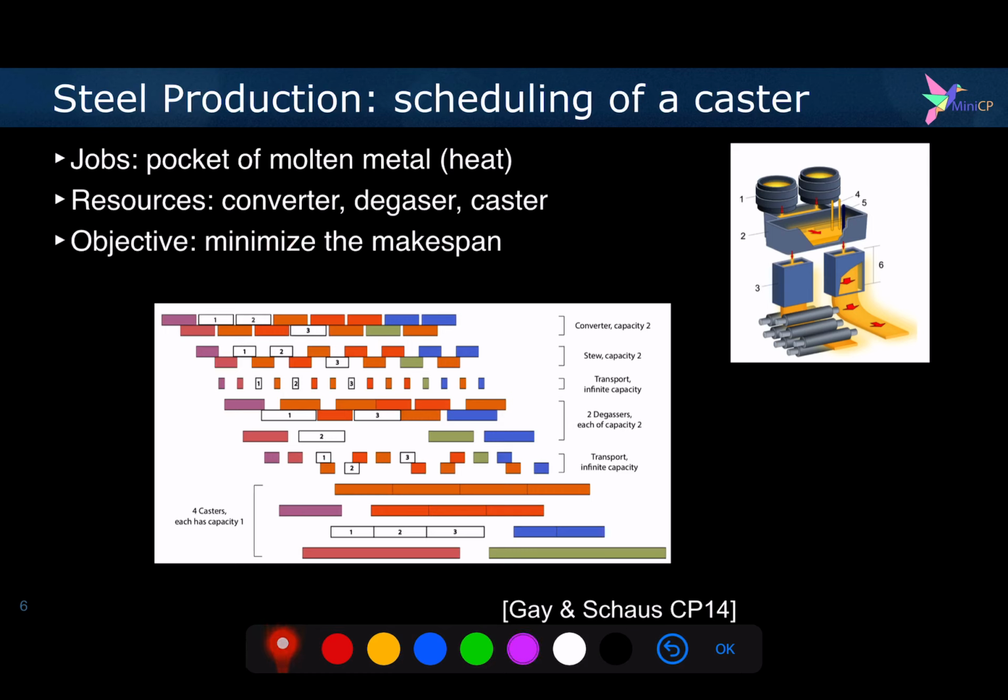And what you can see here is what we call the caster. It means that the molten pockets of metal are arriving here, and then we flatten them here inside molds, and we create slabs. This is what the caster is about. So the caster step is this step.